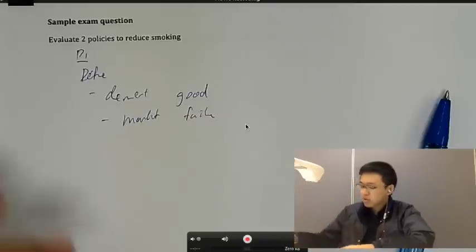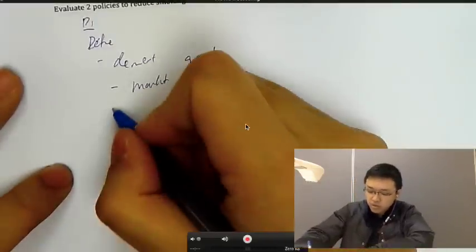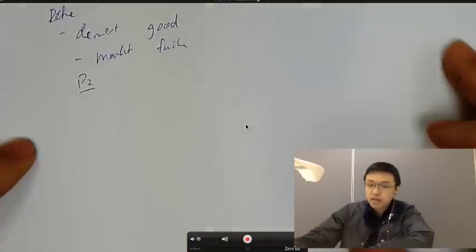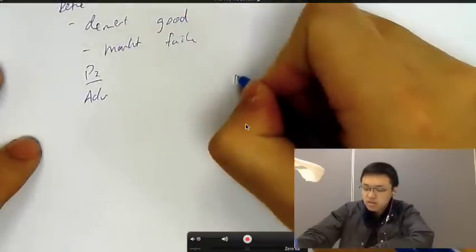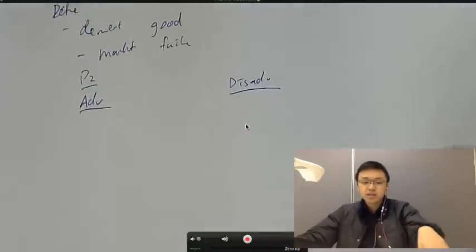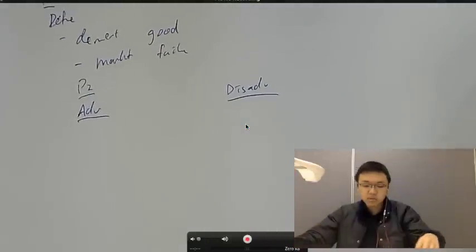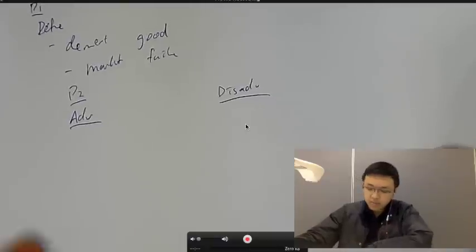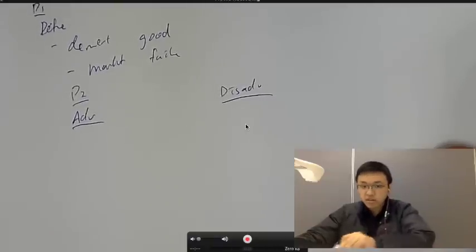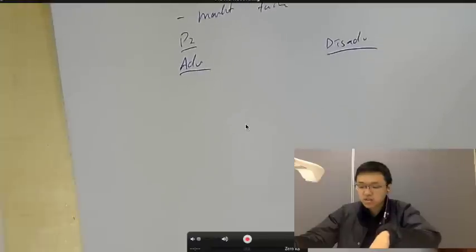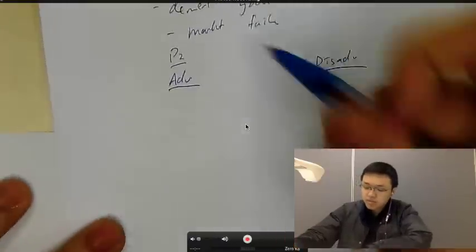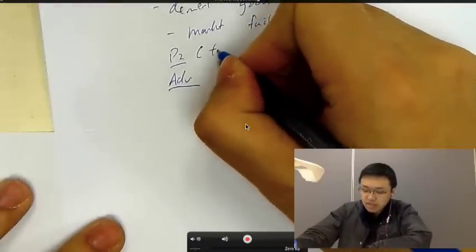So now we go straight to the first policy. I'm not going to go into great detail here. I'm just going to try to show you how do you go about evaluating it. I'm not going to write everything in detail. It would take too long. Normally in our regular lessons I go in detail, but for this let's keep it brief. Okay, so first, as I mentioned just now, you think about the stakeholders, right? Long run, short run, different scenario, limitations, unintended consequence. Okay, so first, why don't we talk about tax, indirect tax.